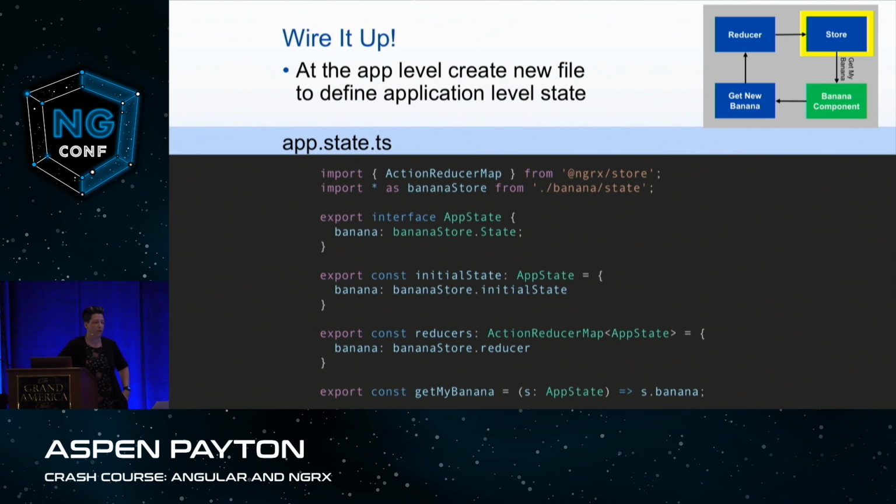That is our selector. And the selector is the thing that our component can access to say, I want to know what's going on with the banana slice of state. That's how we're going to return all of the properties of our banana to our component.